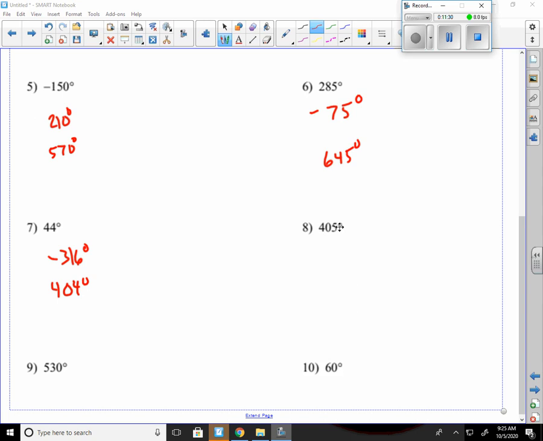Now's where we get a little more complicated. If I do 405 minus 360, see, I've already gone a full revolution this time, so I can just subtract 360 to come back to my original angle. That's going to give me 45. Ooh, that's ugly. Reminds me of some people in this class. I could also add 360 to this, get 765.